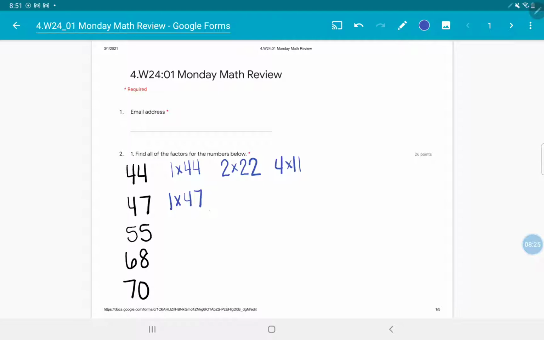9. 9 times 4 is 36. 9 times 5 is 45. So that's not going to work. How about 10? No. It doesn't end in a 0.